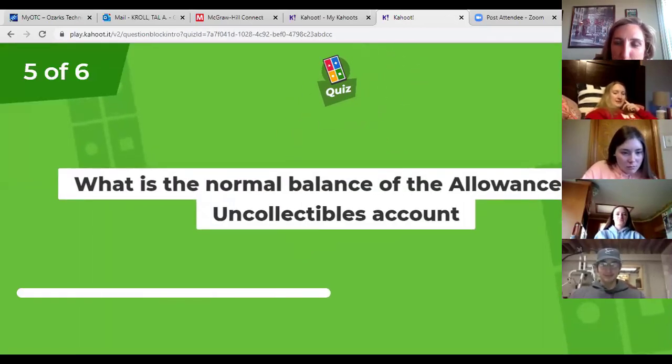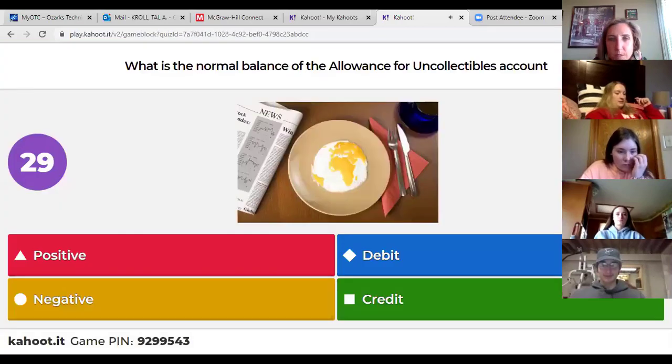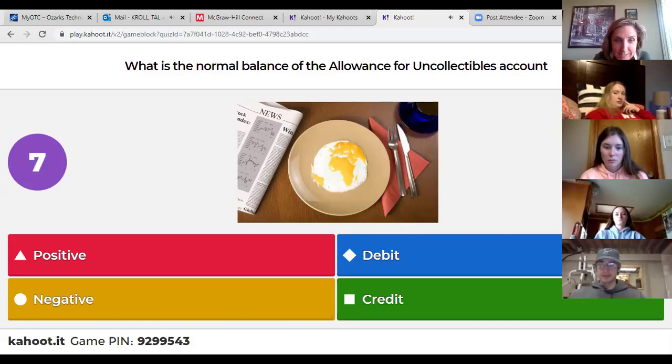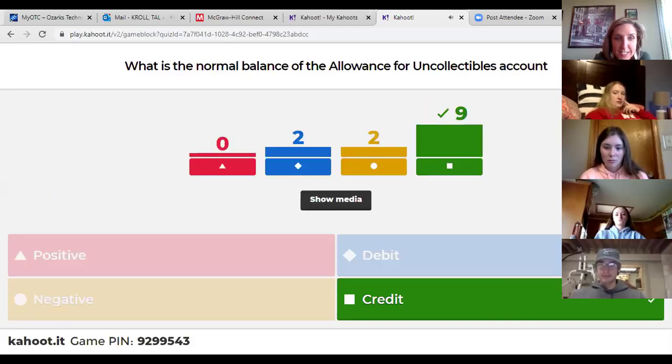Next question. What's the normal balance of the allowance for uncollectible? Good, that's excellent. Remember, we never want to pick positive or negative on those phrasings of normal balances. Allowance for uncollectible is an asset, but remember it's a contra asset, so it's going to have a credit balance.